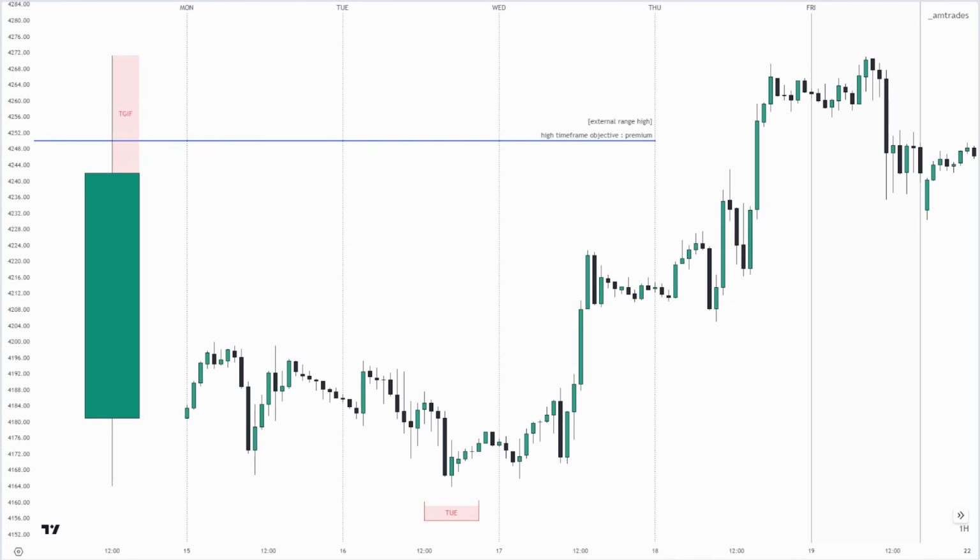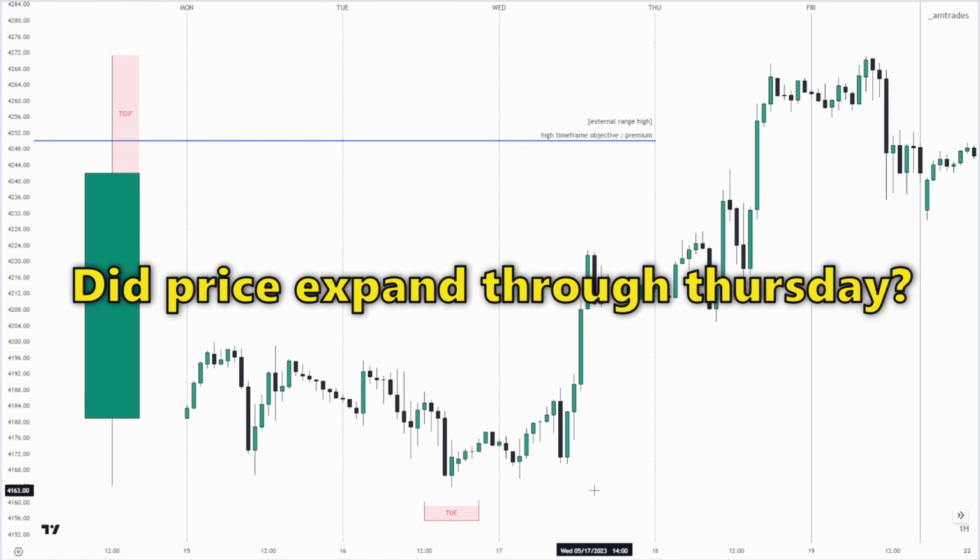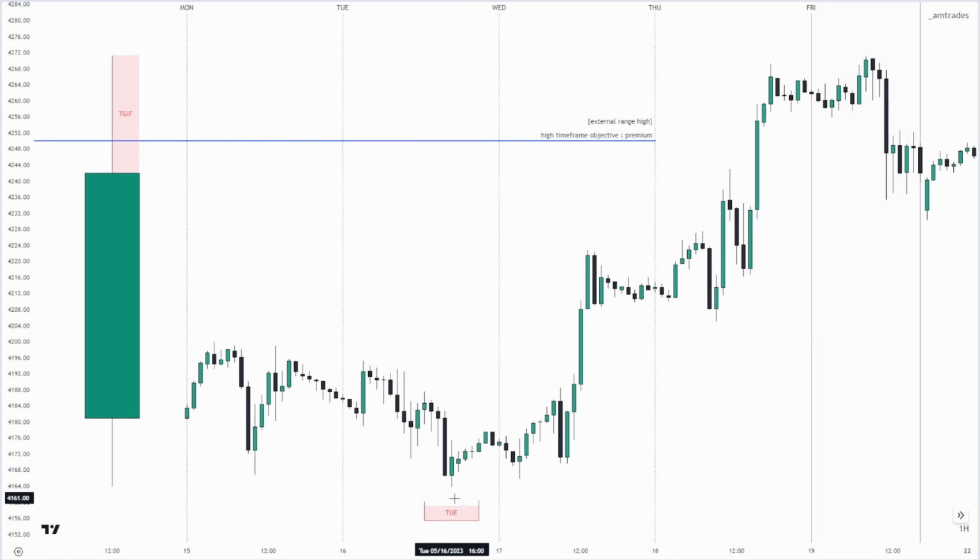Now that you understand the concept of TGIF and when it's likely to occur using the 3-step process, we can move into a real chart example. Going back to the 3 criteria as previously mentioned, we can start with asking the question of what day did price reverse. Here on this chart, we can see price reversed and made a low on Tuesday, so we can check that box off. Number 2 is, did price expand through Thursday? From the point of reversal on Tuesday, we can see Wednesday and Thursday were expansive with higher time frame displacement and clear directional order flow.